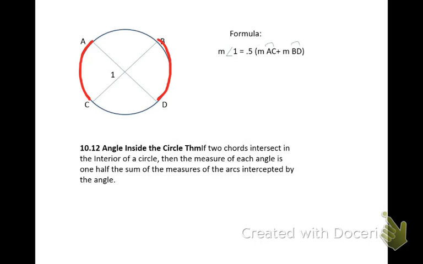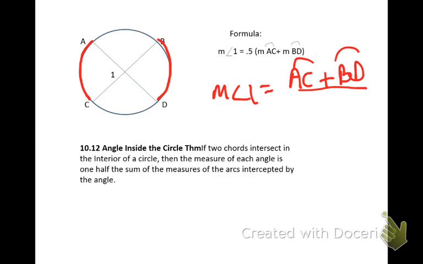Rather than multiply by 0.5, I like it better to say the measure of angle 1 equals AC plus BD divided by 2. So you add these two together, divided by 2, that's going to be this angle. And if I wanted these angles, I'd add these two arcs together, divided by 2. Or I could do linear pair.